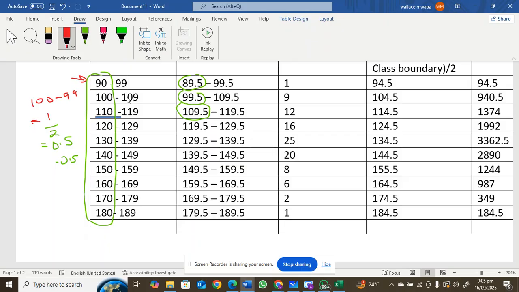Then the upper limits, which are here, you add 0.5. So 99 plus 0.5 is 99.5. 109 plus 0.5 is 109.5. 119 plus 0.5 is 119.5.